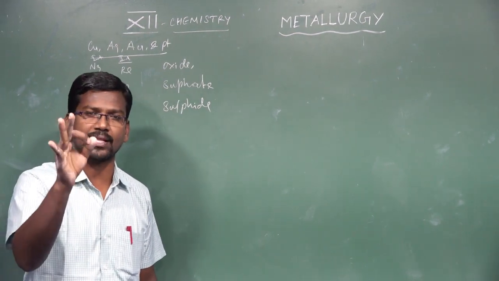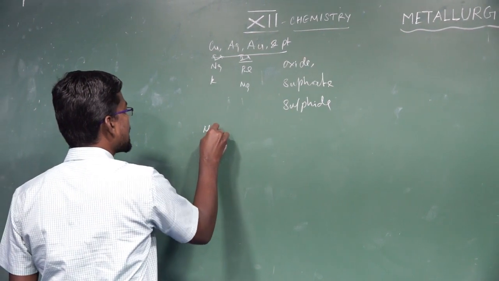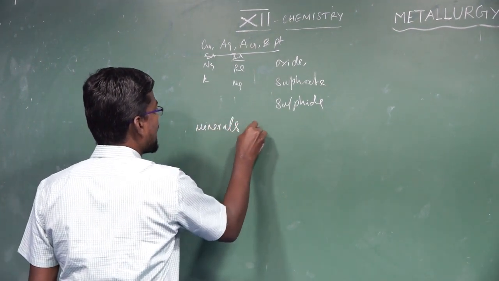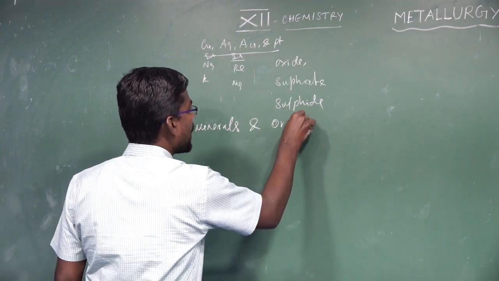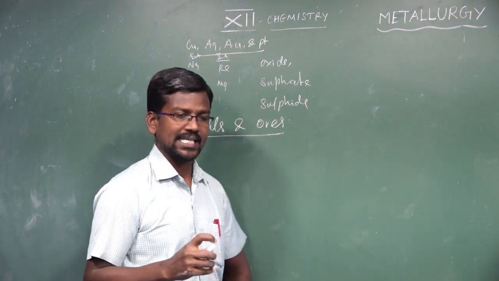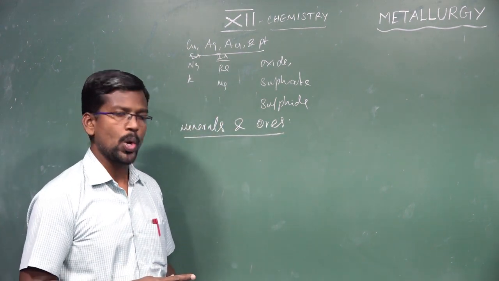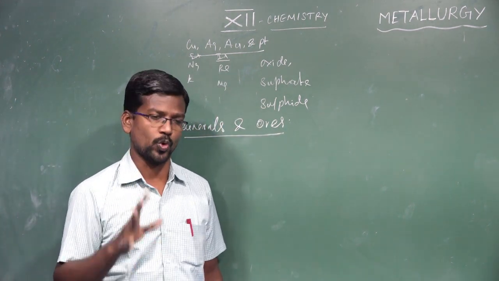One is minerals, another one is ore. Now we are going to discuss minerals and ores. Naturally occurring metals exist in two different forms, one is minerals and the other one is ores. What is the meaning of mineral? What is the meaning of ore?